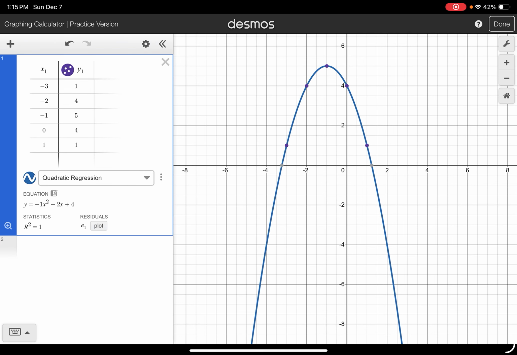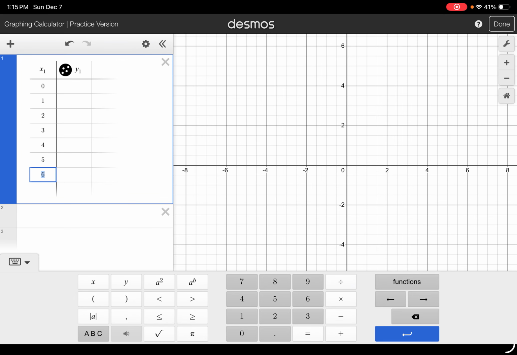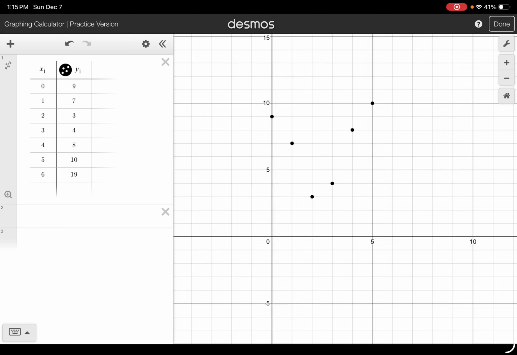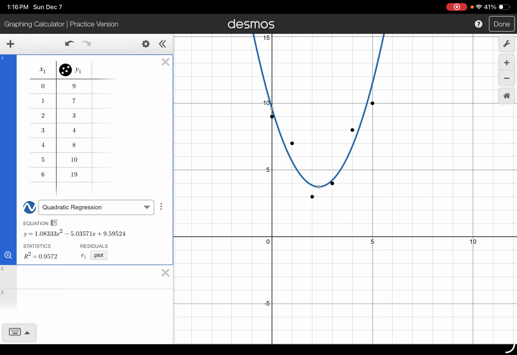Okay, so here we go. Back to Desmos. I'm going to clear out all that and add a new table. All right, let's put in these values. So we've got 0, 1, 2, 3, 4, 5, 6 as our x's, and then 9, 7, 3, 4, 8, 10, and 19. There we go. I'm going to maneuver my graph. So it definitely looks like a quadratic overall, right? We're doing a best fit quadratic function, and our eye definitely does follow a U-shaped graph when we look at that scatter plot. So we're going to tell it to run a quadratic regression.